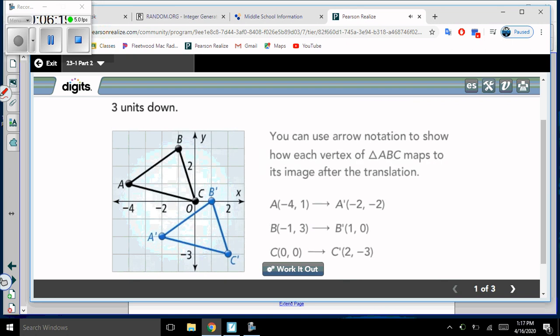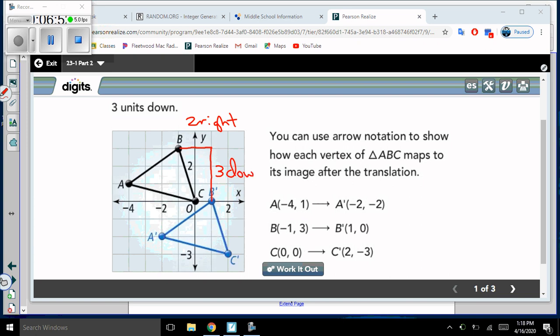All right, so in part 2, what you're seeing here is it's talking to you about the fact that you can use arrow notation to show how the vertices of ABC map to its image after the translation. So please pay attention to the fact that, knowing that it's a translation, you really only have to do one of these. But if you said, hey, I'm going to go 1, 2, so that would be 2 to the right, and then I'm going to go 1, 2, 3 down.